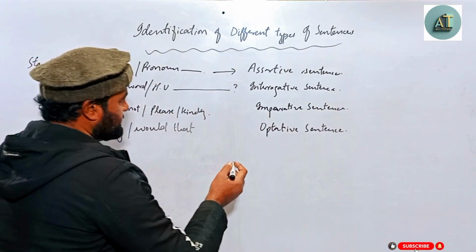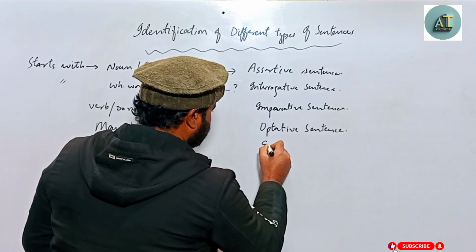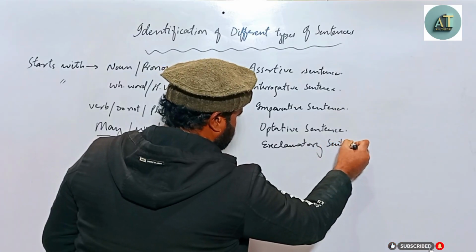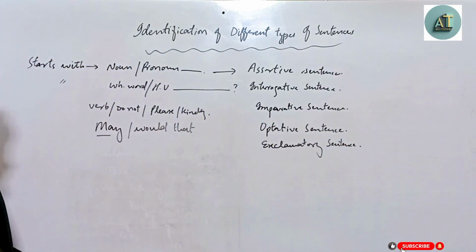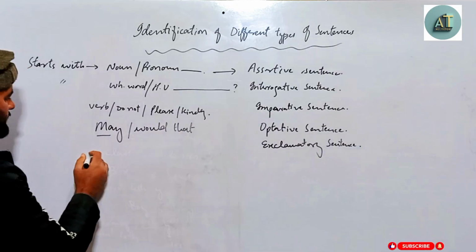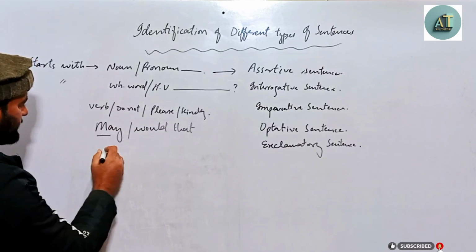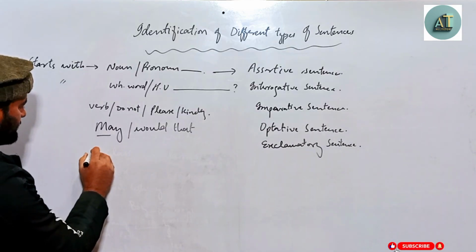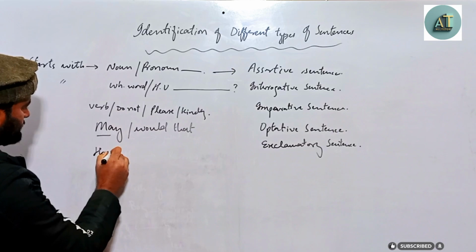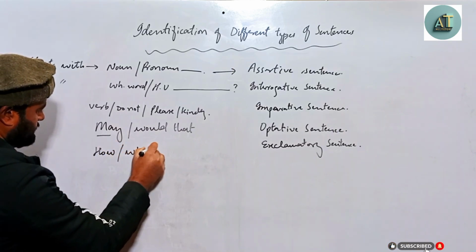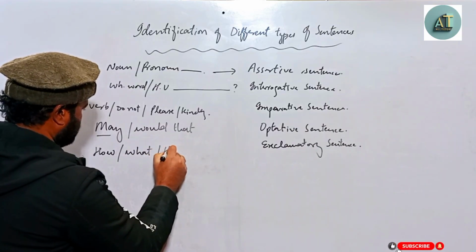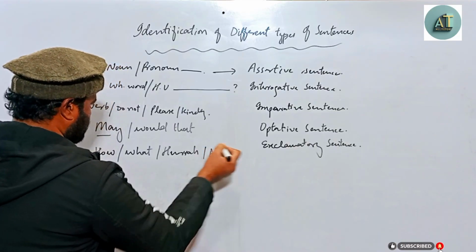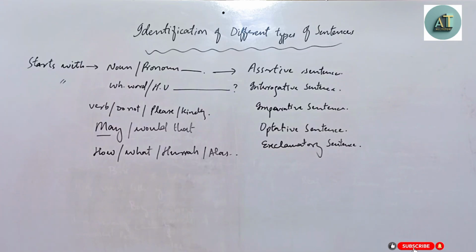The next one is exclamatory. All those sentences that start with an exclamatory word, or what or how at the start of the sentence, we can say this is the type of exclamatory sentence. This is the identification of the sentences.